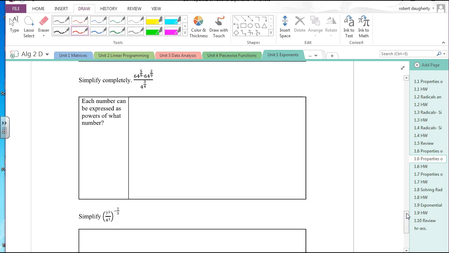That answer is 3. Next: 64 to the 5/9 times 64 to the 2/9 divided by 4 to the 3/4. Okay, so let's look at this and see what we can do. On the top of this fraction, this will be 64 to the 5/9 plus 2/9. I can add those exponents, divided by 4 to the 3/4. And in doing that, I get 64 to the 7/9 divided by 4 to the 3/4. Okay?